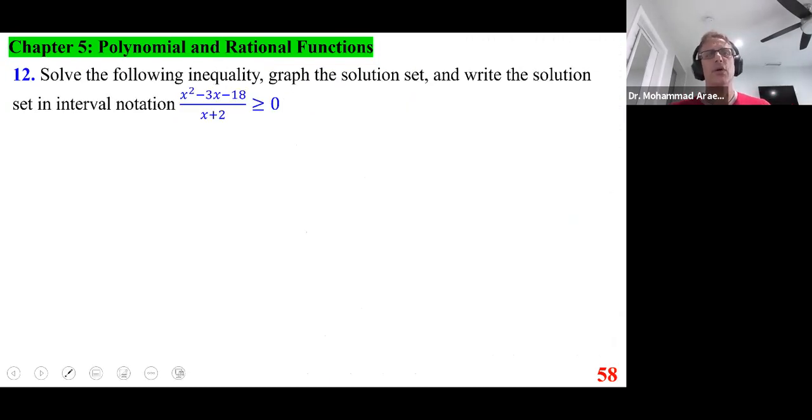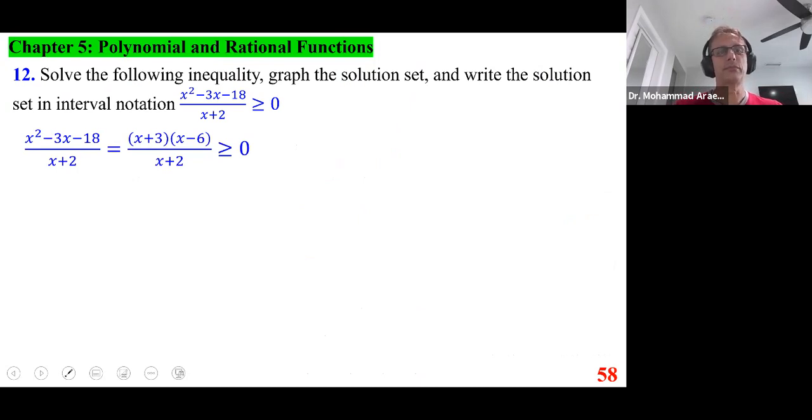Solve the following inequality, graph the solution set, and write it in interval notation. First and foremost, we have to factor everything. So let's factor the top, because the denominator we don't need to. Now, in order for you to find the answer, there are two ways. You can graph the function and answer it, or go with the sign graph. The easiest way is the sign graph.